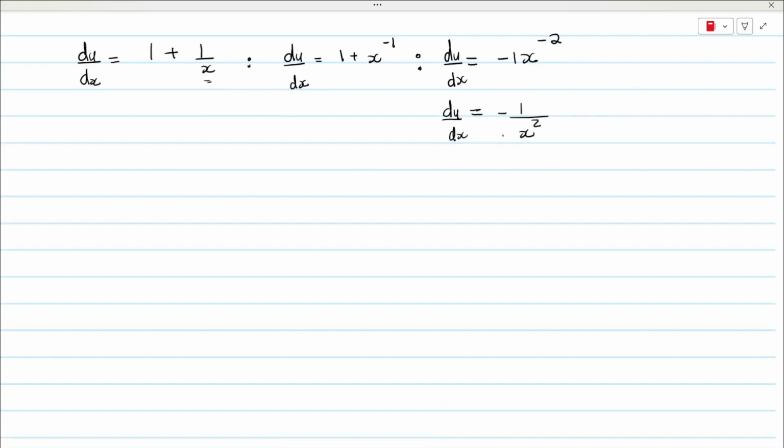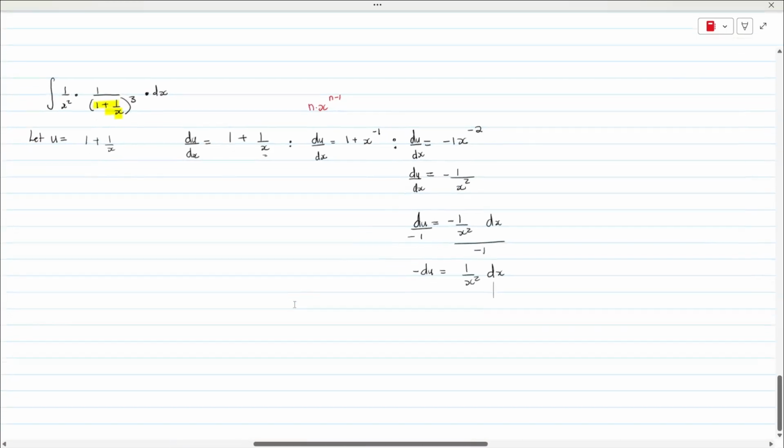So after this, I can see that I can separate these two parts, make it equal to negative 1 all over x squared dx. So now I've got a negative sign here, and then I can remove the negative sign from this side of the expression by dividing both sides. So it becomes negative du is equal to 1 all over x squared dx. So now there's something interesting that happens here.